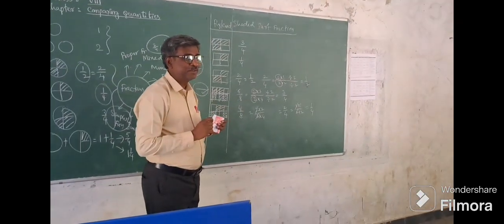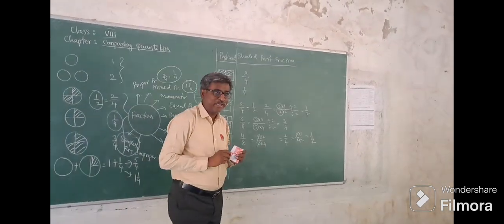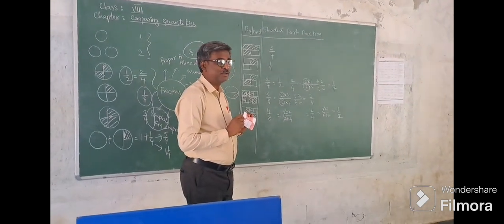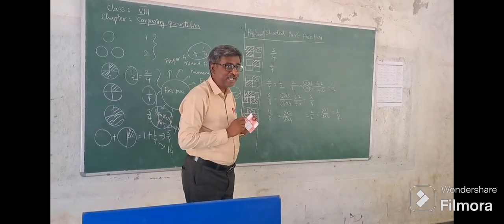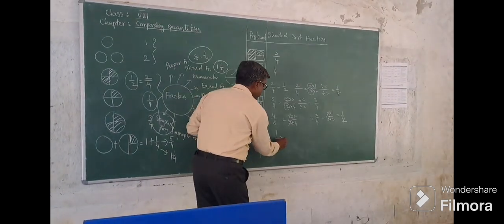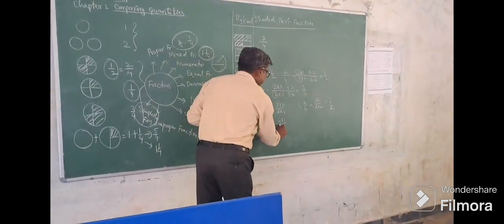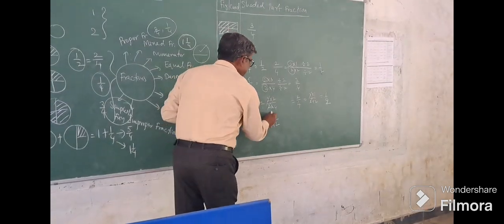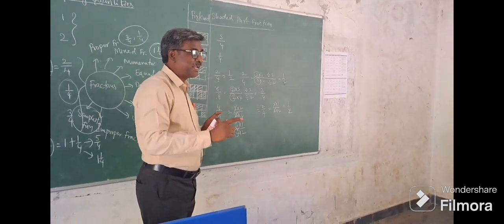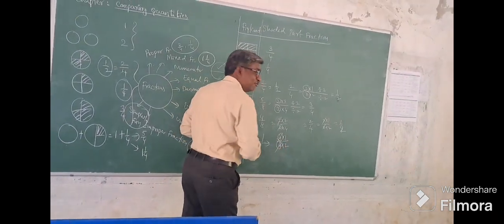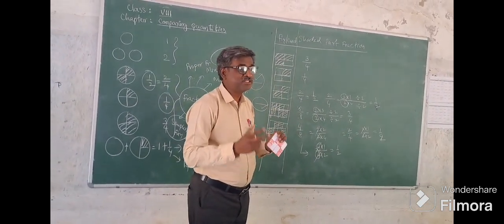So here, if it is possible, you have to identify the highest common factor. 4 by 8 is equal to 4 into 1 over 4 into 2. So 4 is the highest common factor of 4 and 8. By cancelling 4, you will get 1 by 2. So this is the way of getting the simplest form.